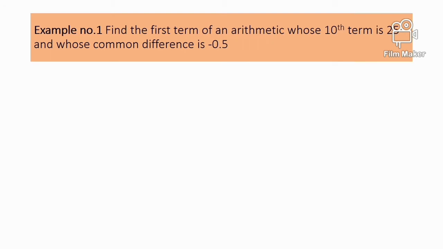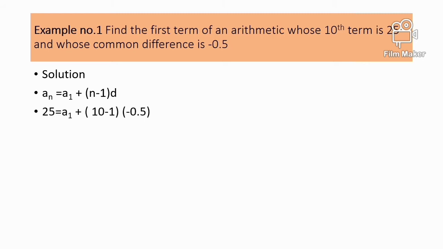Example number 1. Find the first term of an arithmetic sequence whose 10th term is 25 and whose common difference is negative 0.5. So what will be the solution? First, we write the formula a sub n is equal to a sub 1 plus n minus 1 times d. Then we substitute a sub n, which is 25, n, the number of terms, which is 10, and d, which is negative 0.5.